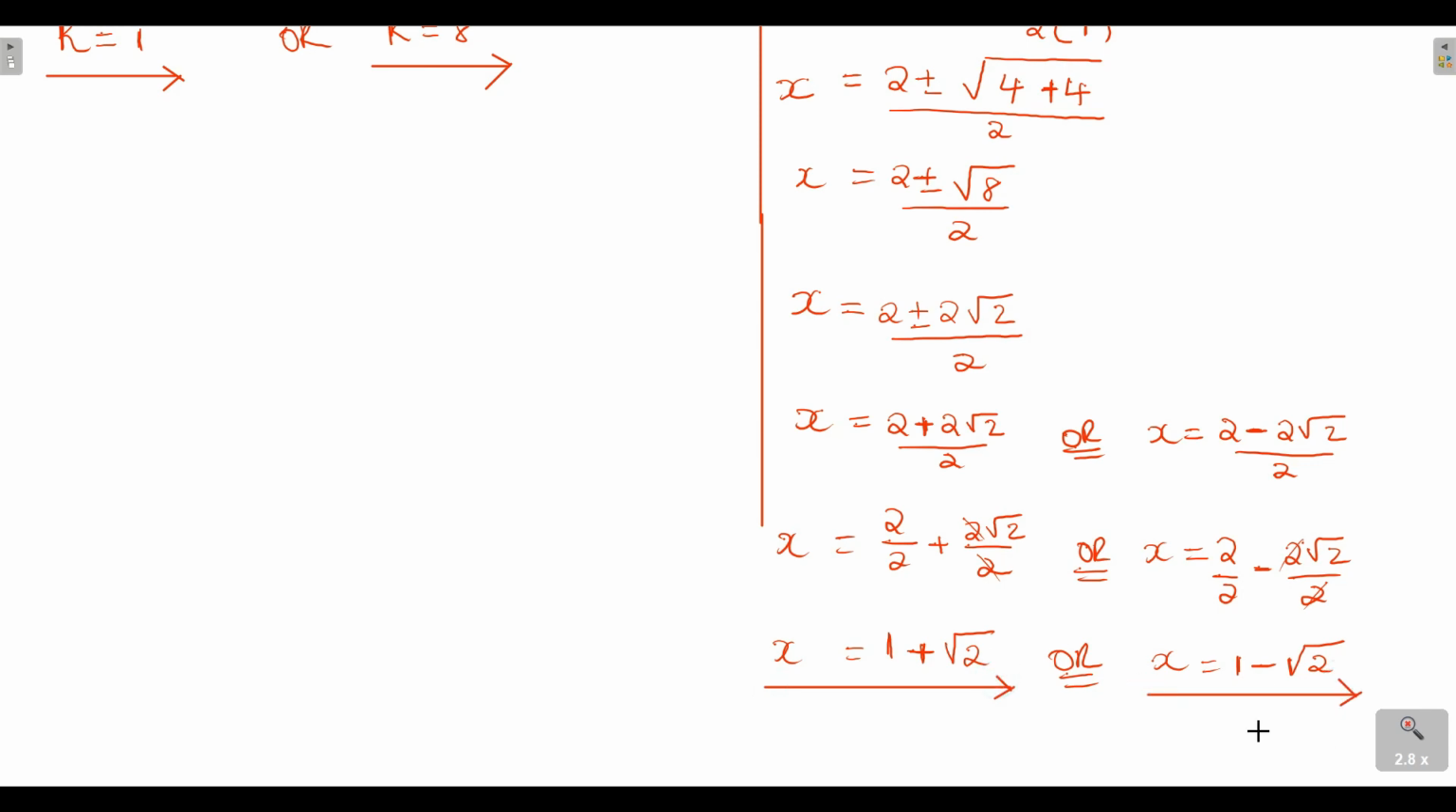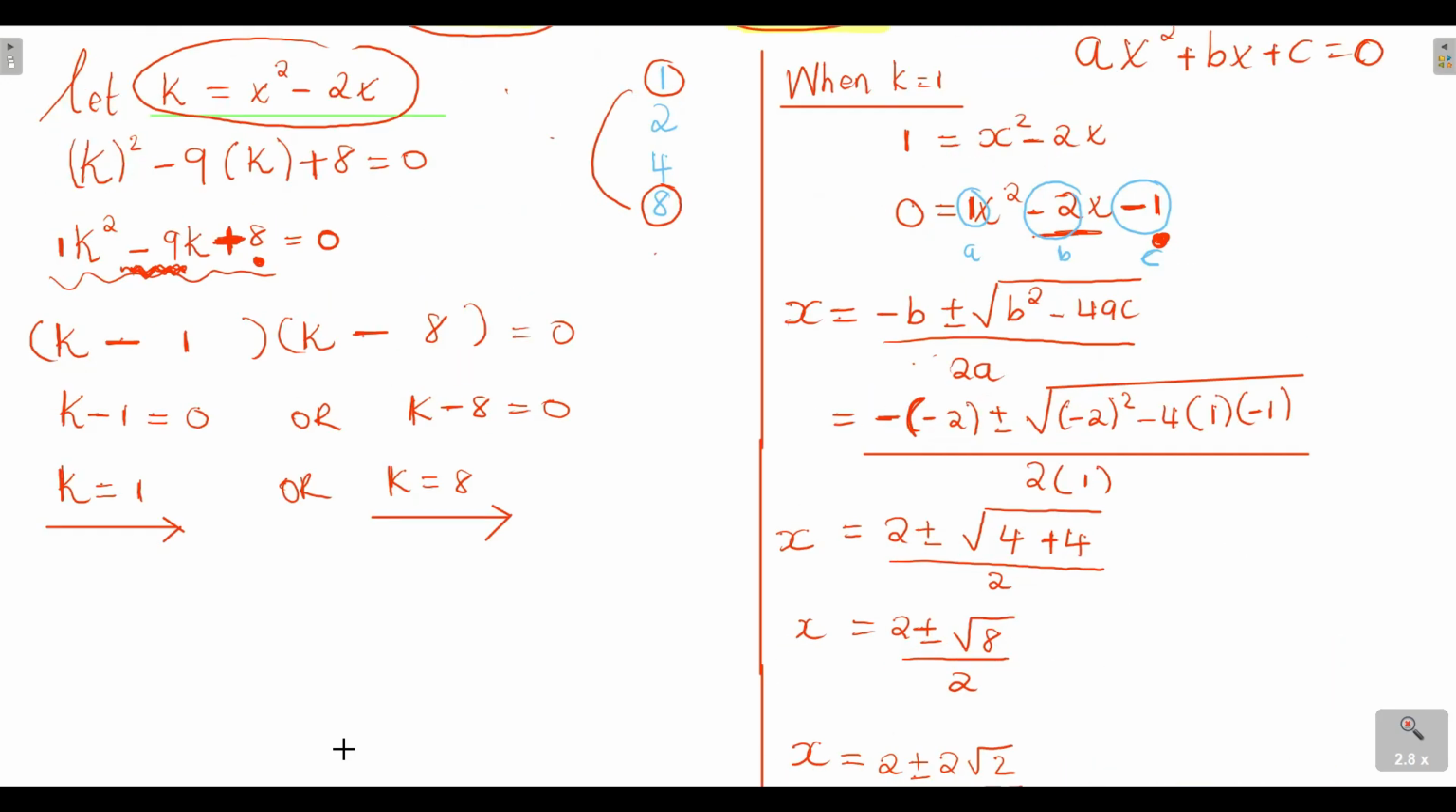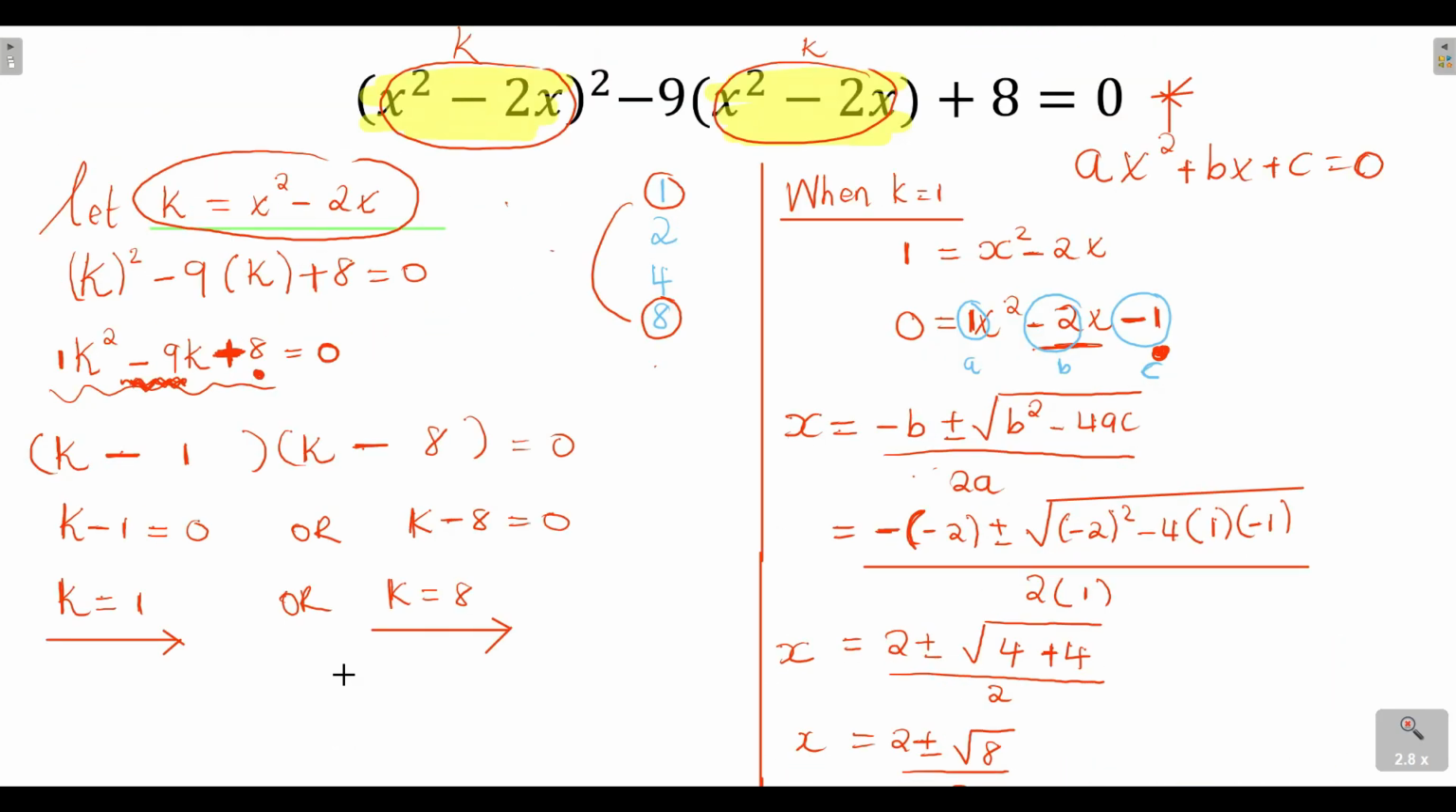So that is basically our final answers for x. X is equal to 1 plus square root 2, or x is equal to 1 minus square root 2. However, we're not done, guys. This is just us when we substitute that first k value of k is equal to 1. We still need to determine what is x when k is equal to 8. So that is what we're going to do now.